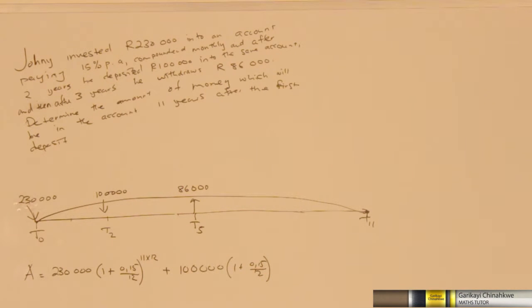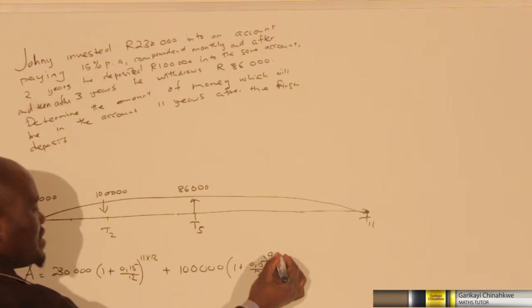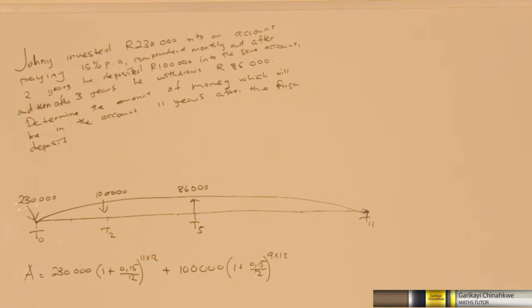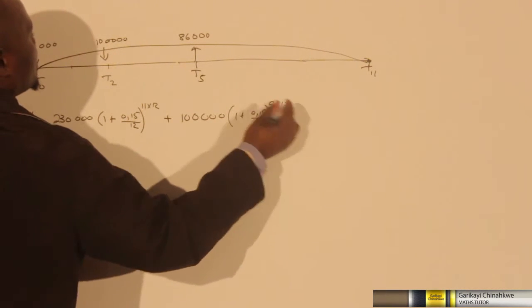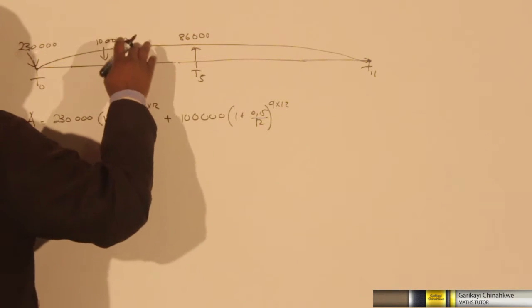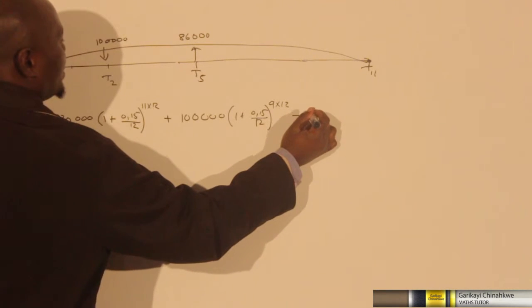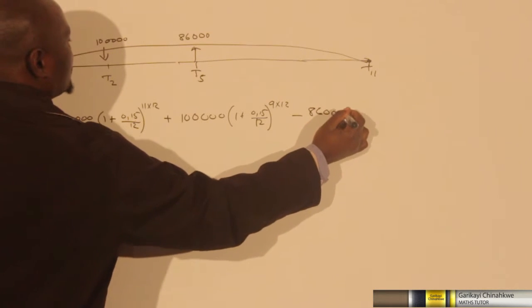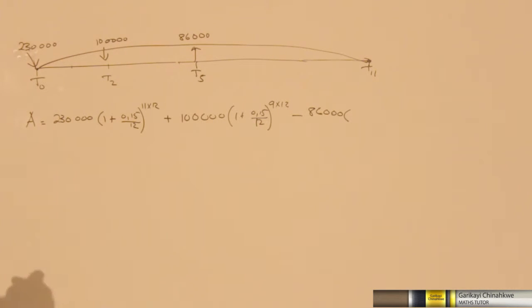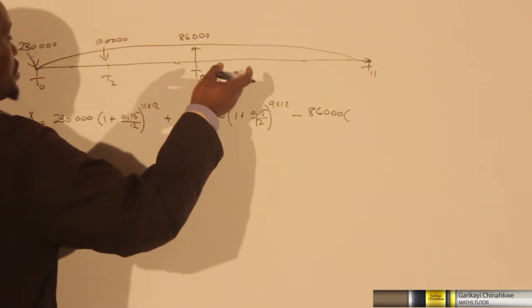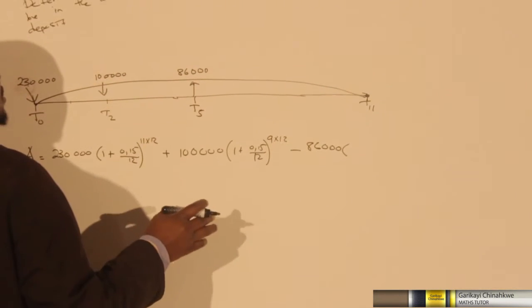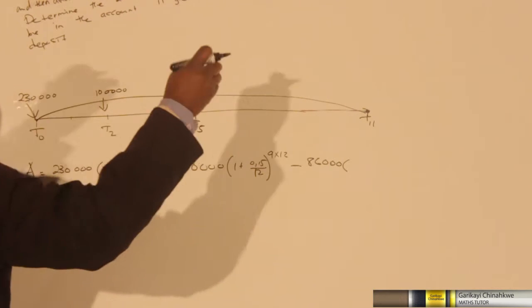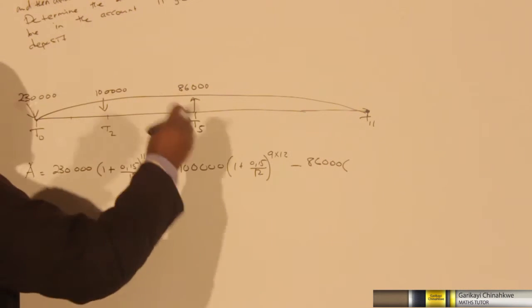But for how long? From T2 to T11, which means it's 9 years. So it's 9 times 12, because it is compounded monthly. Then when Johnny withdraws, it means you're supposed to subtract 86,000. But when you subtract that 86,000, you must grow it, because if it was in the account, it was going to grow in the account. So you must subtract it and then grow it, because that amount is no longer going to grow in the account.